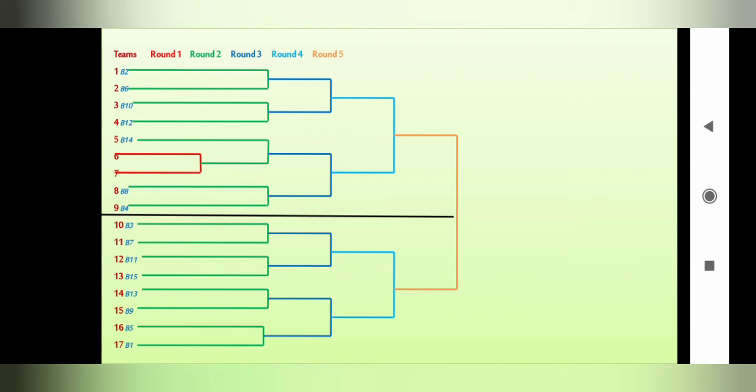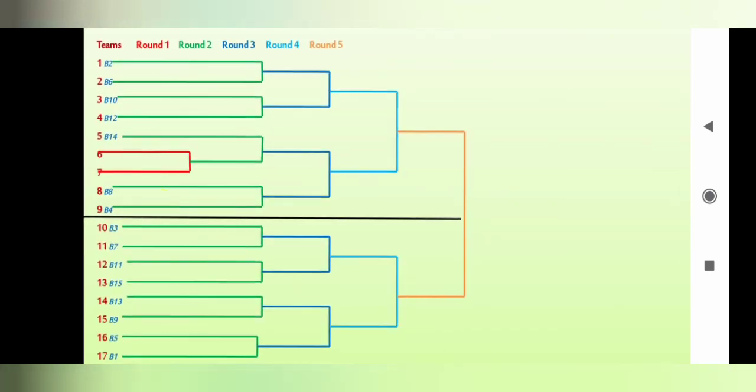Okay, then we enter round 2. So in round 2 all the bye teams and all other teams are participating. Okay, so we are conducting round 2. The first match in round 2 is 1 versus 2, 3 versus 4, 5 versus the winner of 6 and 7, then 8 versus 9, 10 versus 11, 12 versus 13, 14 versus 15, 16 versus 17. Okay, now the second round is complete, then we enter round 3.